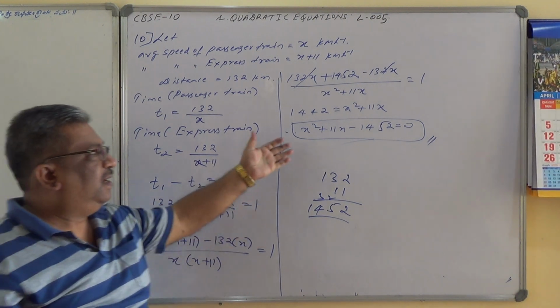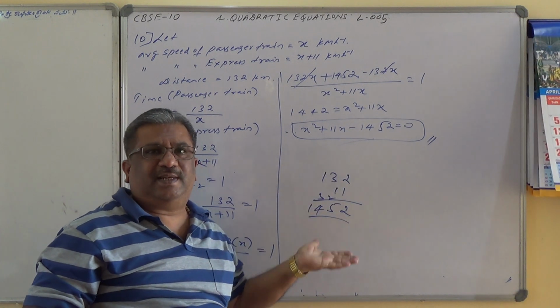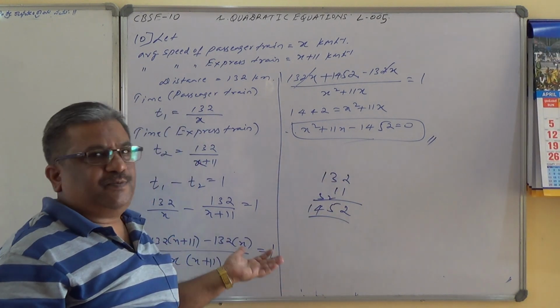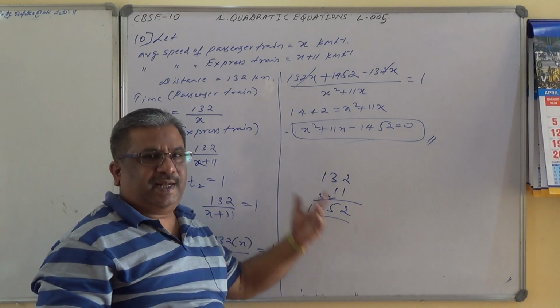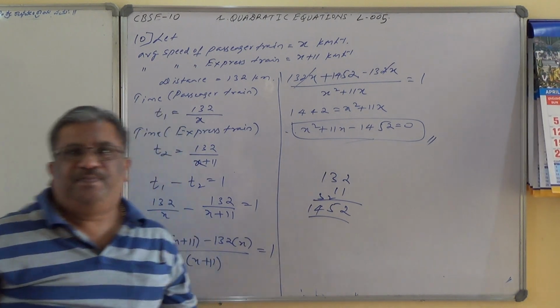For speed, you may get two values, one negative and one positive. If you get a negative speed, discard it. If you get a positive speed, accept it. Okay, please solve it yourself.